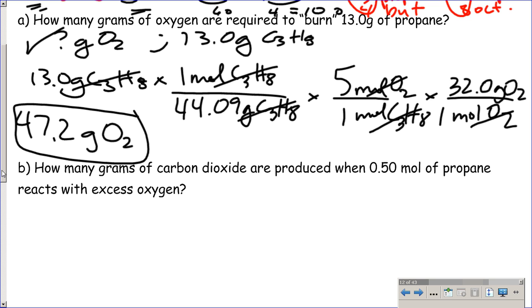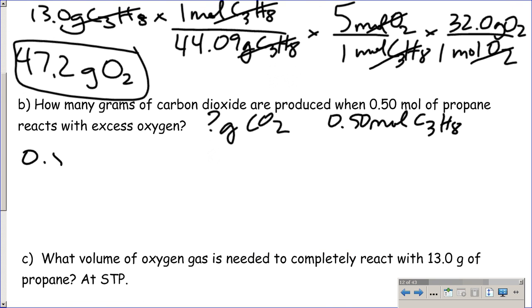How many grams of carbon dioxide? Question: how many grams of carbon dioxide are produced when 0.50 moles of propane reacts with excess oxygen? It's just saying reacts. Okay, we got it. We know it's reacting with the oxygen. So, what do you want to start with?